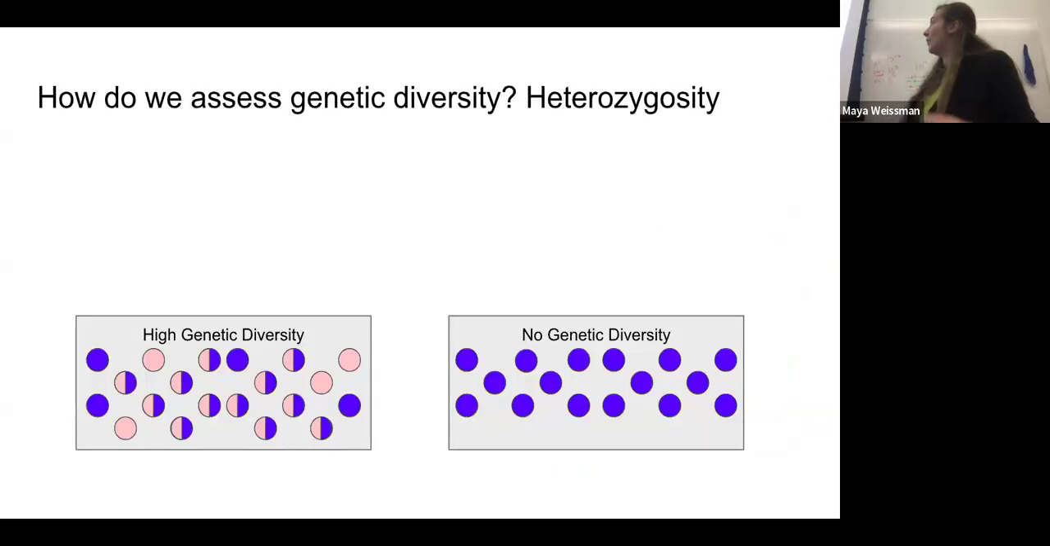So one of the ways we assess genetic diversity is using a term called heterozygosity. Heterozygosity is a measure of genetic diversity that uses the number of heterozygotes in a population. I've got two populations here: one that has no diversity, where everyone is homozygous for a blue allele, and one that has a lot of diversity. There's some blue allele, there's some pink allele, and there's some heterozygotes.